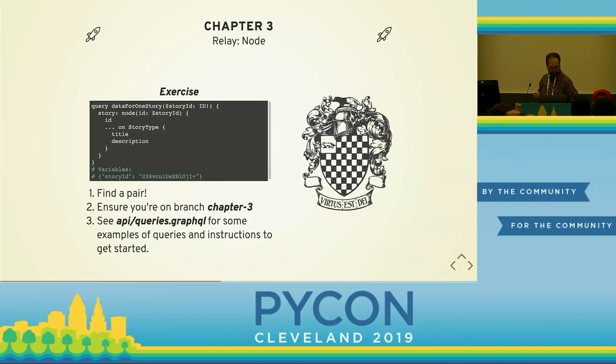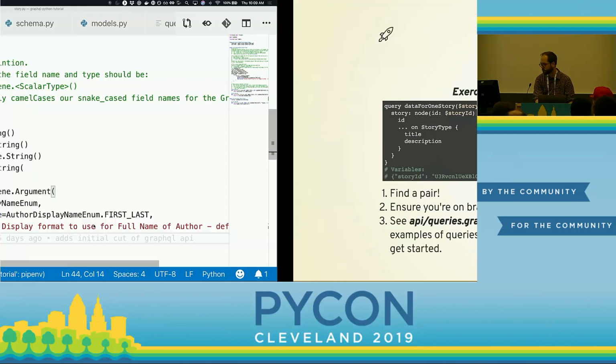All right, so let's just take a couple minutes to try out a query on this node field. So this is a little more complicated query. We're using the variables. So when you open up this queries.graphql file under chapter 3, you'll have some variables here. Just paste those into the variable editor in your GraphiQL.